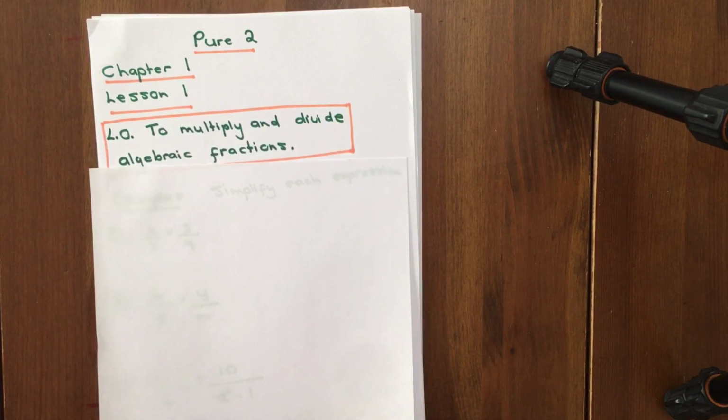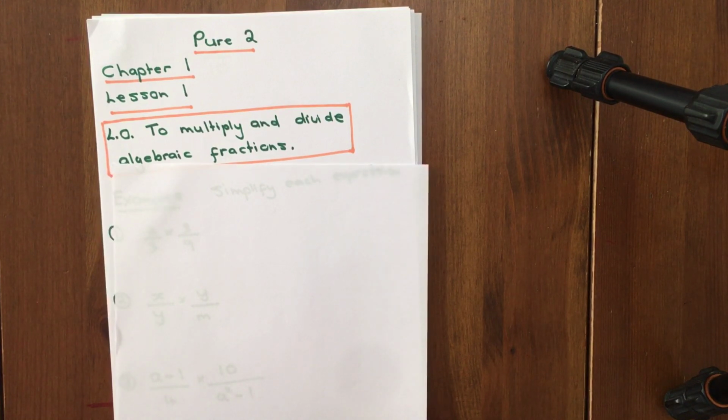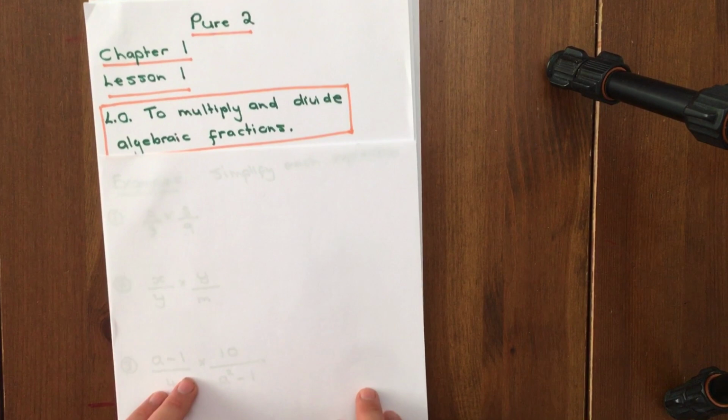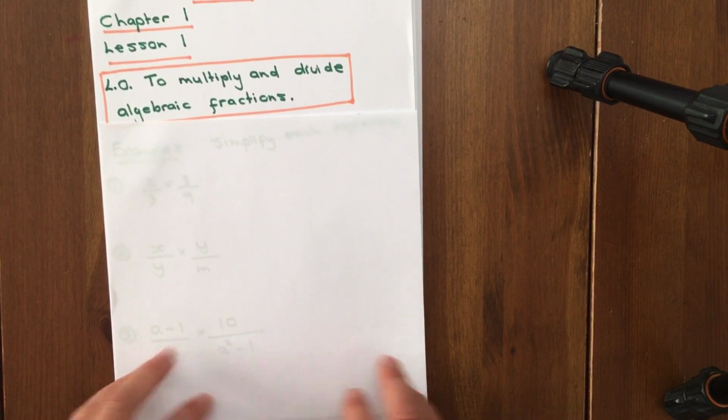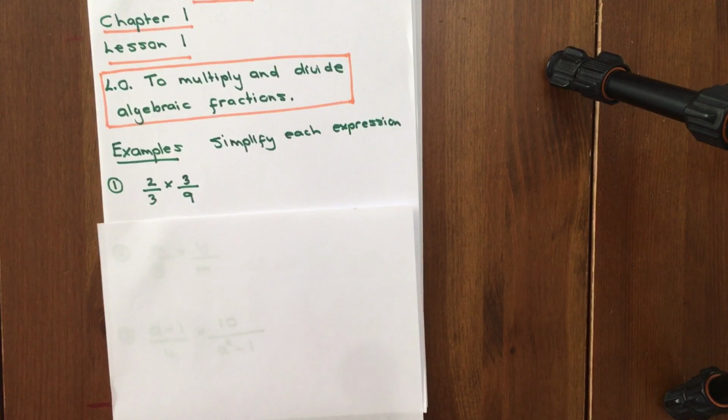Okay, lesson 1, to multiply and divide algebraic fractions is your learning objective. Right, this is work that you did at GCSE, so it's a recap of GCSE, lesson 1. And we're first of all just going to go back to basics. And we're going to look at when you are asked to multiply fractions together.